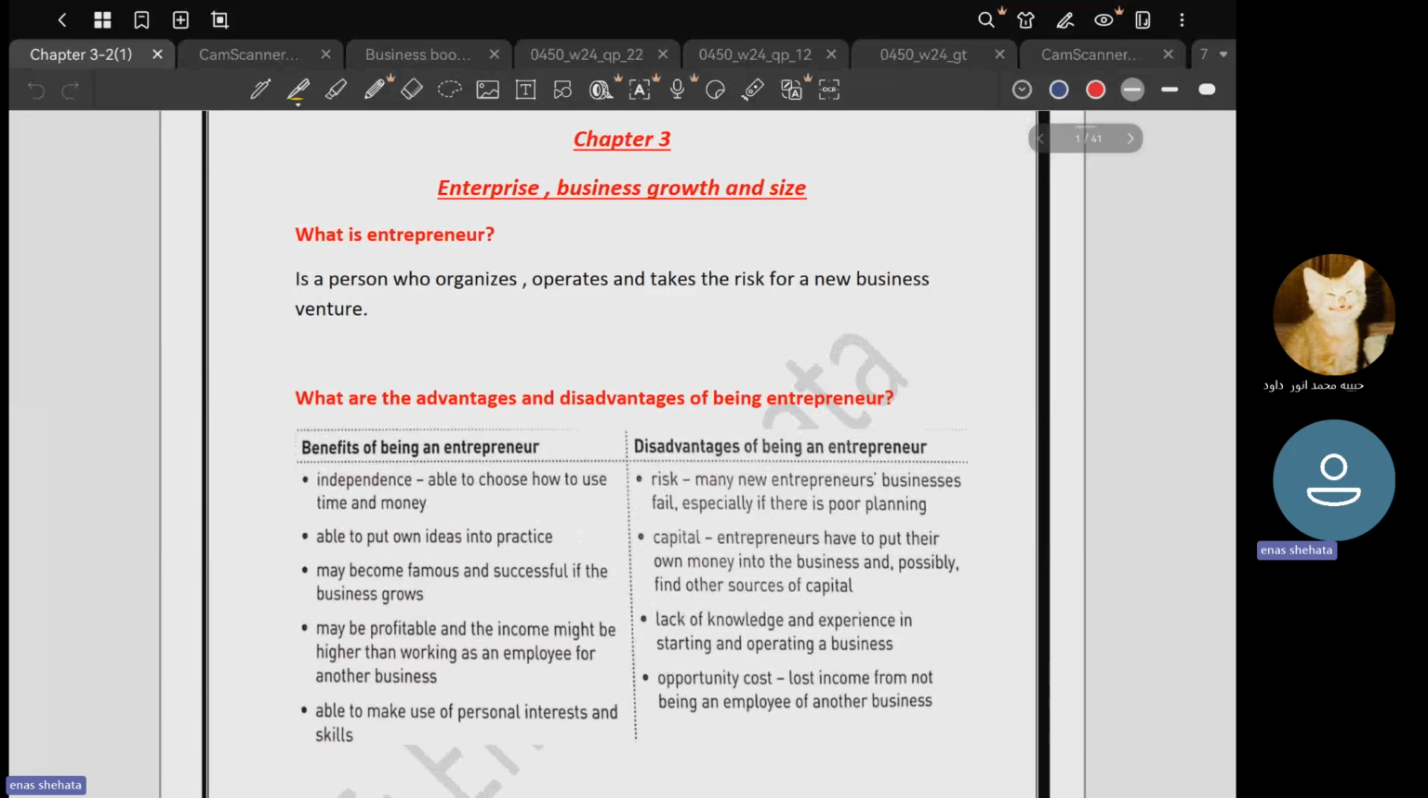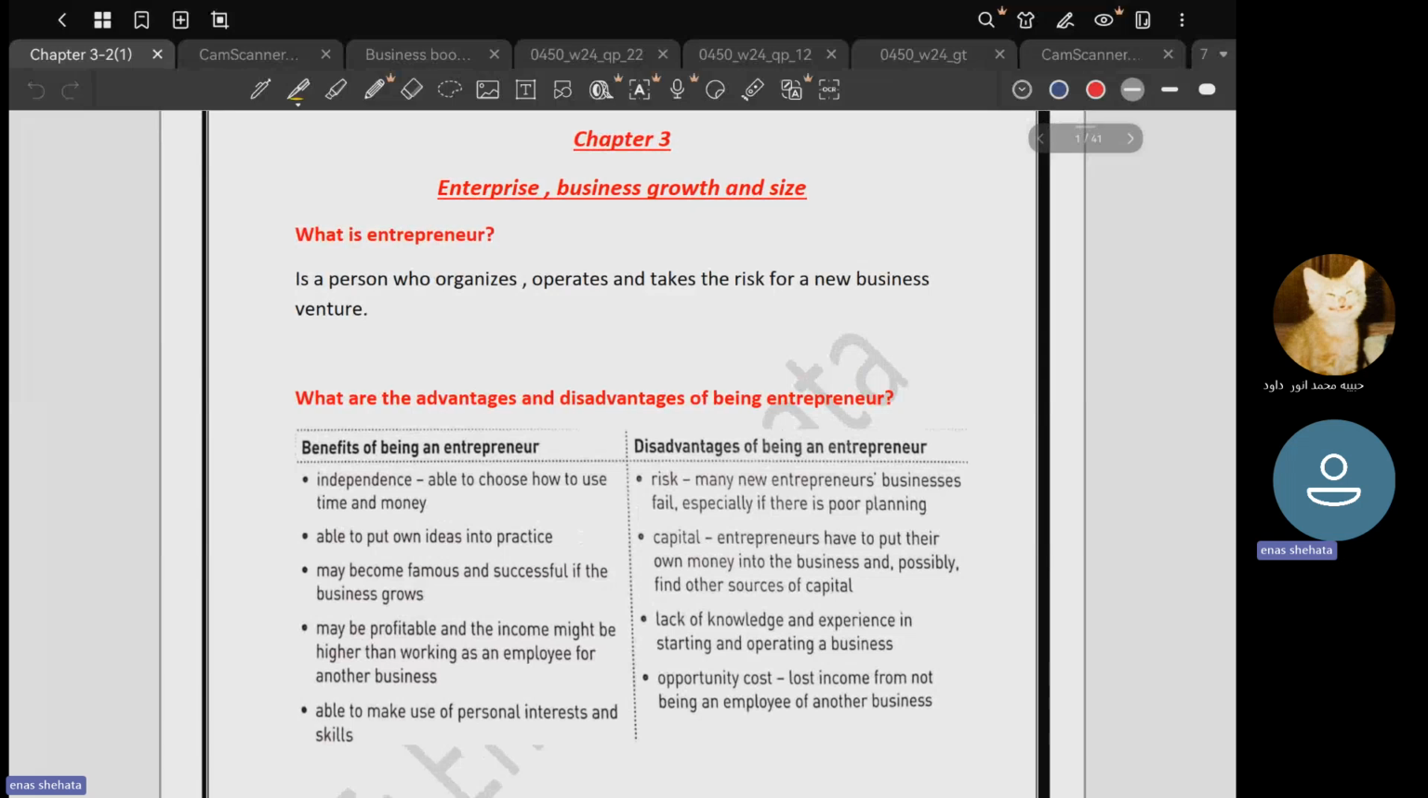Maybe profitable, and income might be higher than working as an employee for another business. Most of us, our main concern is money. It's not something wrong, of course. I started my life, so I want to gain a lot of money. So if you compare the salary that you will take as an employee and the profit that you may achieve if your business is successful, you will find that the profit of your business is much higher than the money that you will receive as an employee.